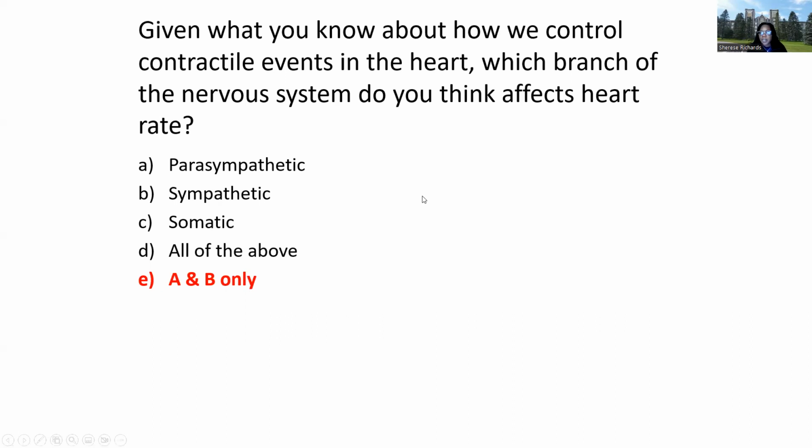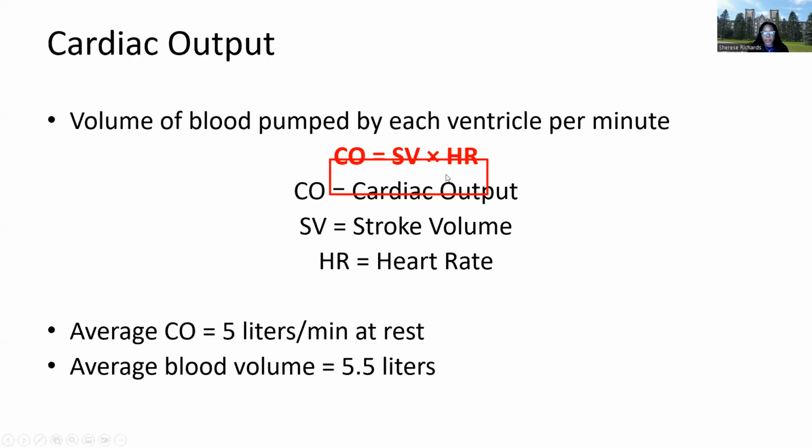But let's just talk about the question here. So the branch of the nervous system that controls the heart rate would be parasympathetic and sympathetic. So that would be the autonomic division, right? Because this is cardiac muscle. This would be controlled by those two divisions of the nervous system, and not the somatic, right? Somatic would be our skeletal muscle that would be voluntarily controlled. Okay, so E was the correct answer here.